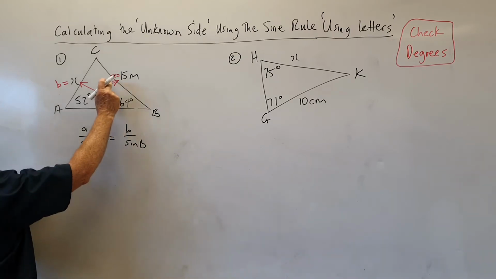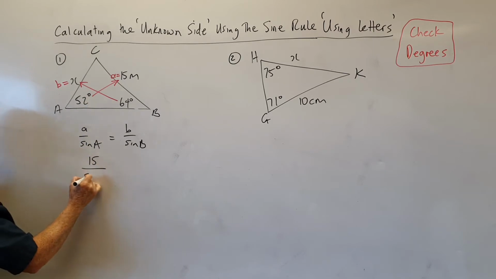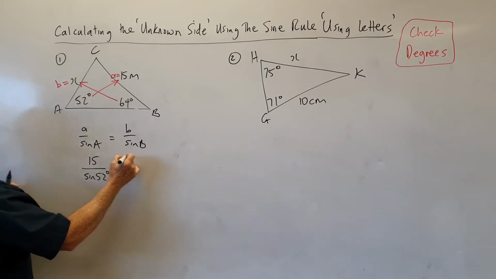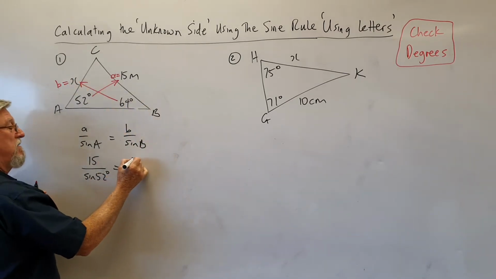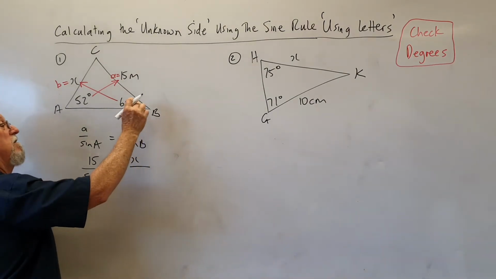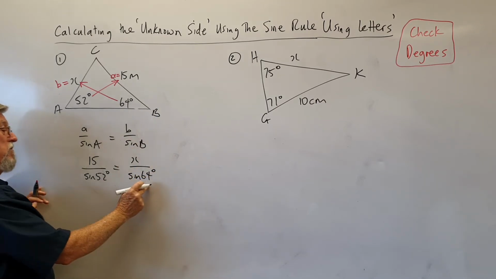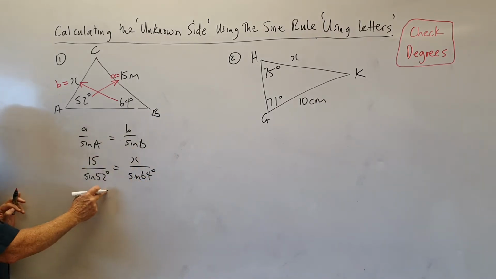I'm going to replace the little a by the 15. I'm going to replace the big A by the angle of 52. I'm going to replace the little b by the letter X. Could have left it little b if you wanted to, wouldn't make any difference. I'm going to replace the capital B by the angle of 64. Don't forget to write the word sine in. It's not just 15 or 52.